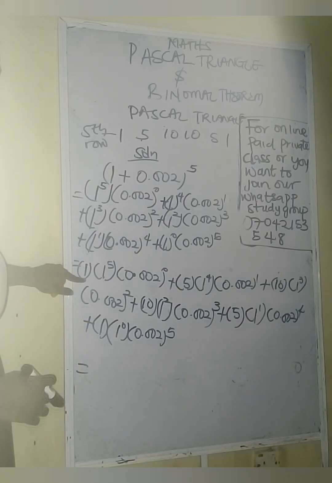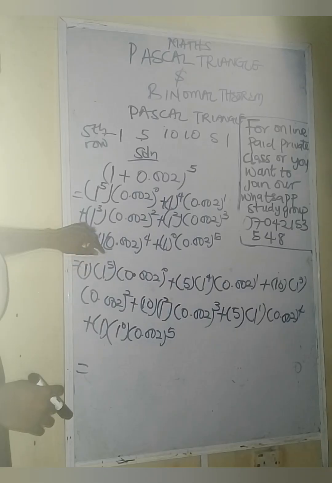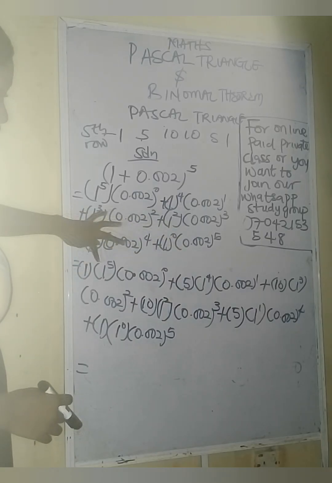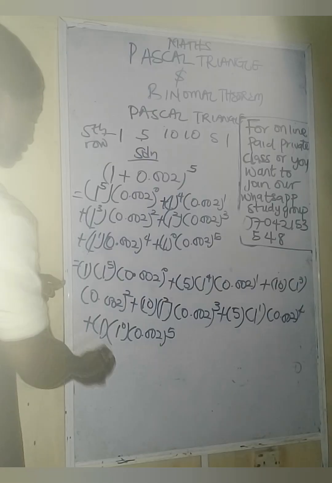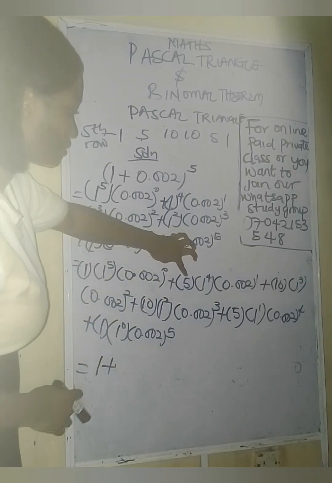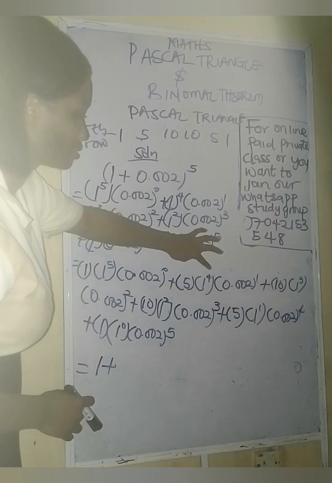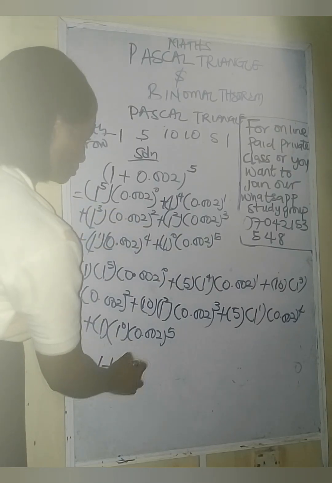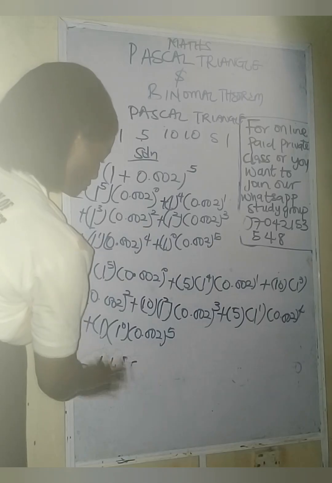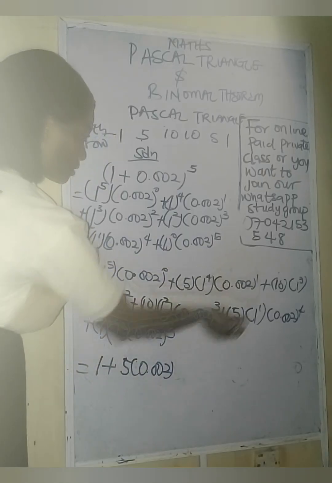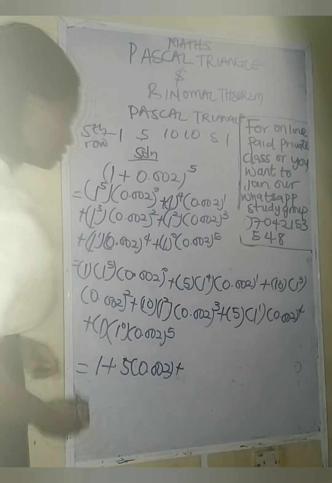Now this is 1 and this is 1 raised to power 5. So now anything raised to power 0 is 1. So 1 times 1 raised to power 5 is still 1. So that will be 1 plus. So now this is 5. 5 times 1 raised to power 4 is 1. 5 times 1 is 5. Then this is 5 times 0.002, because it is raised to power 1, so it's still 0.002.